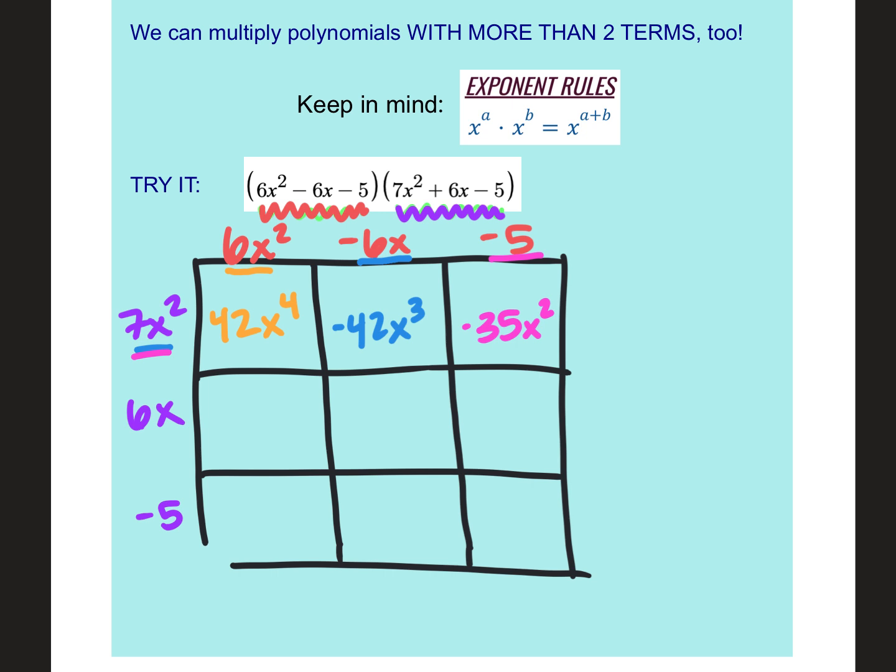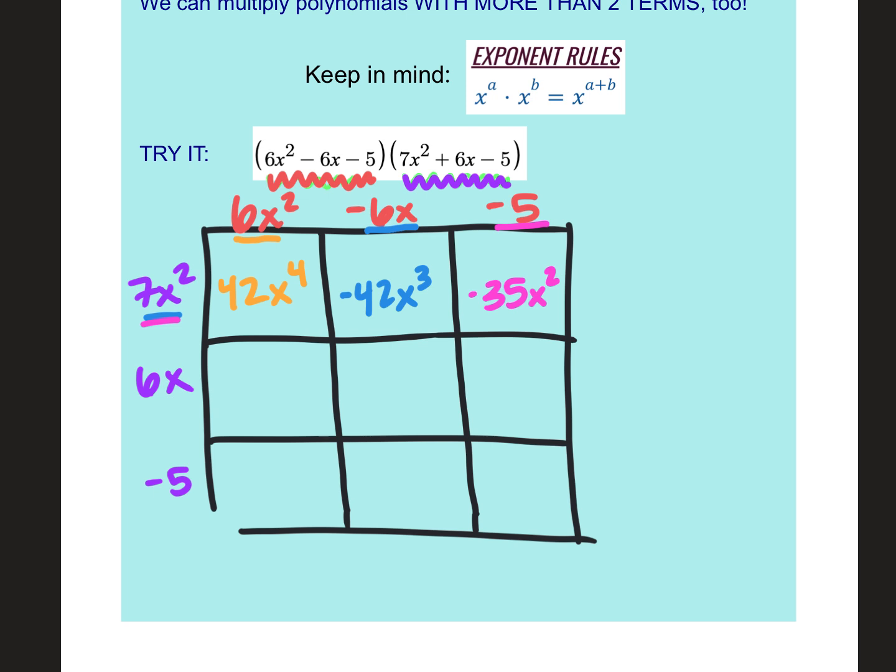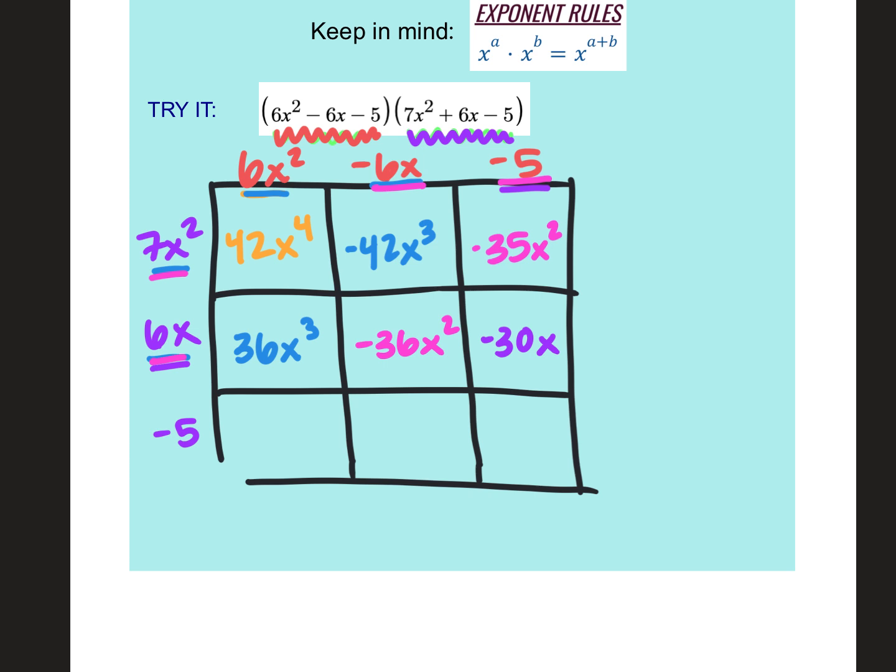I'm going to do the same thing in these next 2 rows. I got 6 more. 6x times 6x squared is going to be 36x cubed. In the middle, I have 6x times -6x, which gives me -36x squared. And then in that last section, we have 6x times -5, giving me -30x. We're over halfway, just a couple more to go.